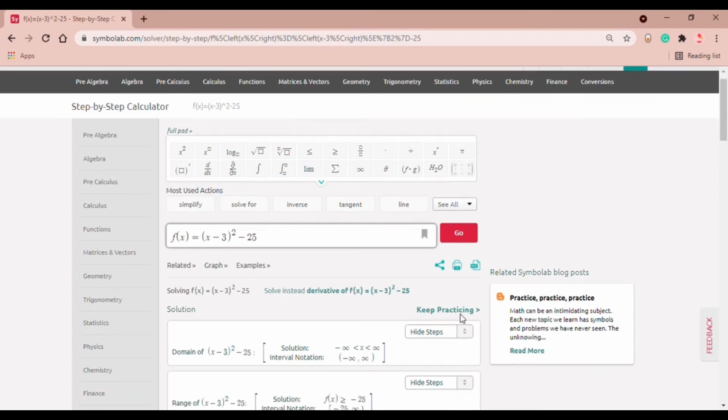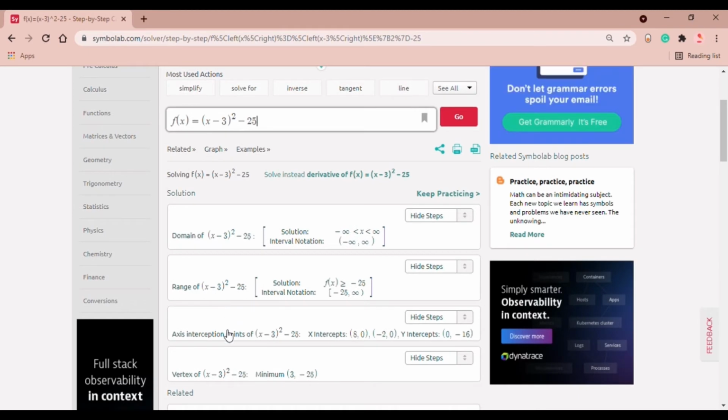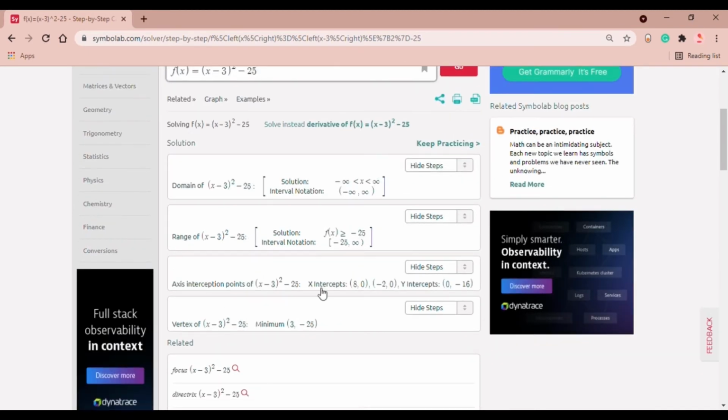So this is what you got. The solution that the website gave is domain, range, axis, intersection point, for x-intercept and also for y-intercept, also the vertex for this equation, which is the minimum point for this graph. So the domain is negative infinity to infinity, while the range is negative 25 to infinity, and you have x-intercept with (8, 0), (-2, 0), and y-intercept (0, -60). So it's shown here 2 x-intercepts with 1 y-intercept.